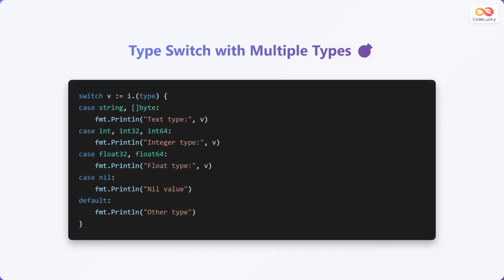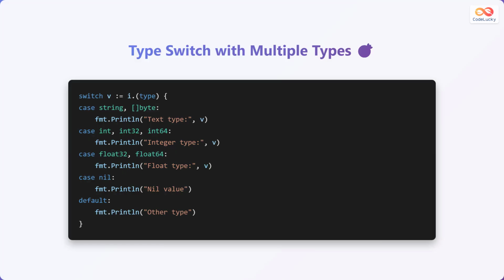Type switches can handle multiple types in a single case. Here's how you can use a type switch with multiple types: switch v := i.(type) {. In this example, the first case handles both string and slice of byte types, printing text type followed by the value. The second case handles int32 and int64 types, printing integer type followed by the value.